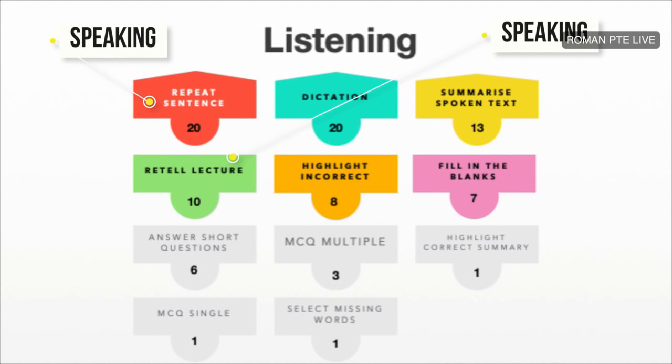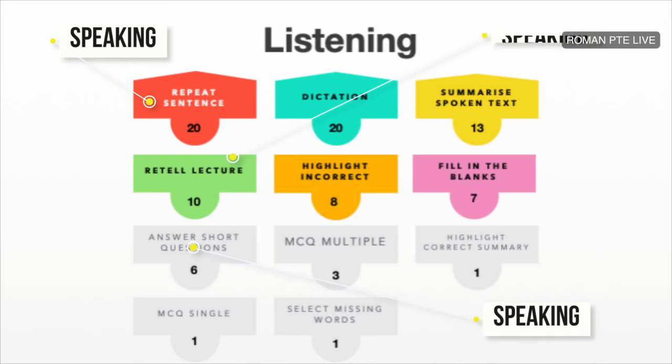Followed by written lecture, we have highlight incorrect words and fill in the blanks, both of which are important questions and carry 8 and 7 points. Now the rest of the questions that I have written in gray here, like the multiple choice question, multiple right answer, highlight correct summary, multiple choice question, single right answer, and select missing words, all of them are not so important for your test, and you can see that together they carry only 6 points. So even if you miss all of them, you can still get 84 out of 90.